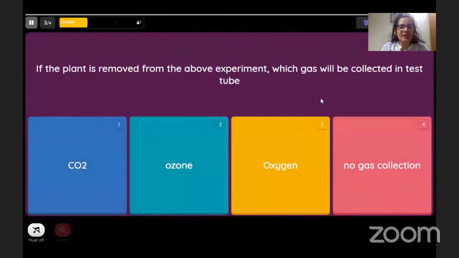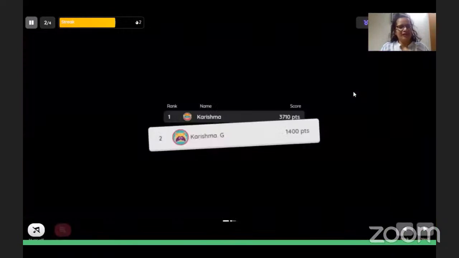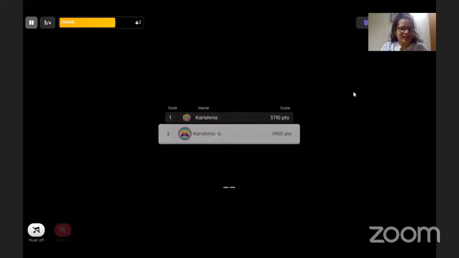If the plant is removed from the above experiment, which gas will be collected in test tube? Okay, so if there is no plant, that means no photosynthesis, neither will carbon dioxide be absorbed nor oxygen is going to be made and released. So there's going to be no gas collection and ozone is out of the picture. So no gas collection. I think it was pretty easy.